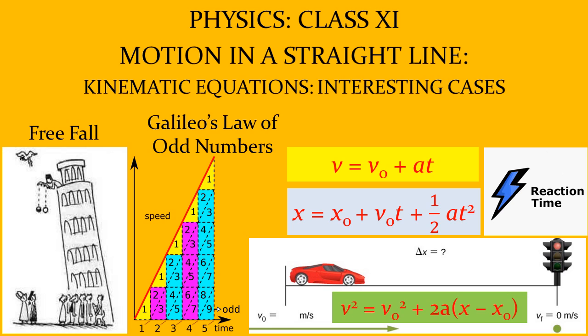In the last class, we had learned how to derive the kinematic equations, and we also solved a numerical example based on the kinematic equations. Now to quickly refresh our memory, the kinematic equations are here in front of you. v = v₀ + at, x = x₀ + v₀t + ½at², and the last one, v² = v₀² + 2a(x − x₀).